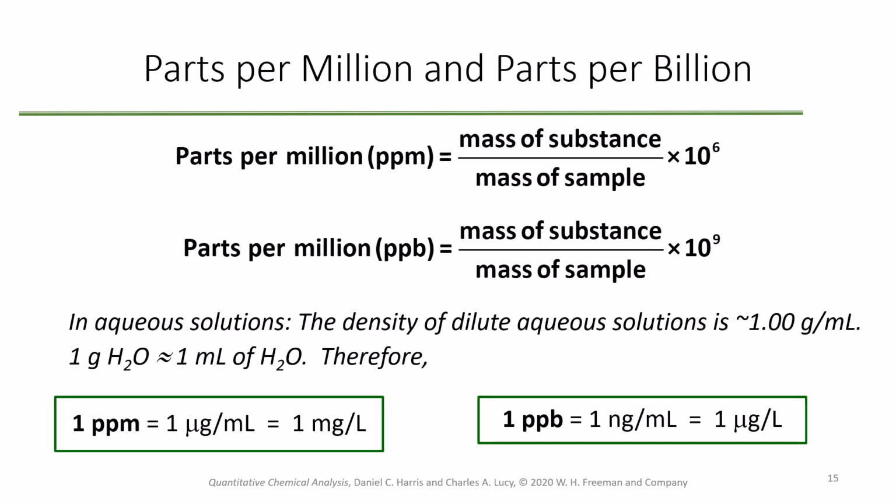The next part of concentrations is going to be a new concept, and that's going to be parts per million, or ppm, and parts per billion, or ppb. The definition, of course, is going to be mass of a substance divided by mass of sample times 10 to the 6 for ppm, or mass of substance divided by mass of sample times 10 to the 9.